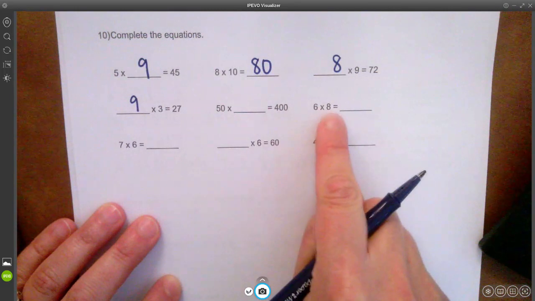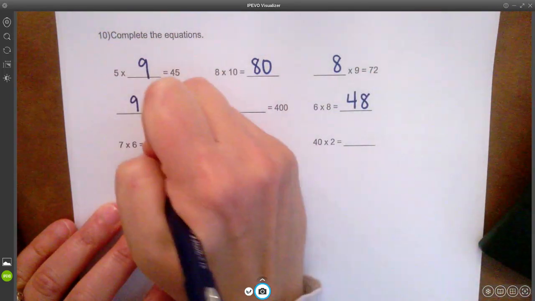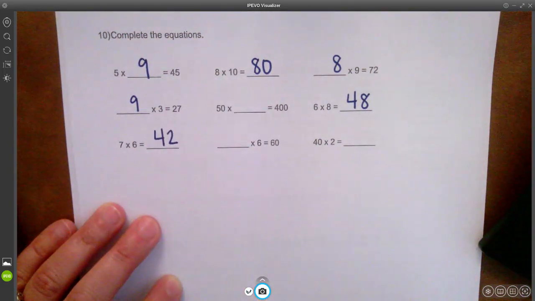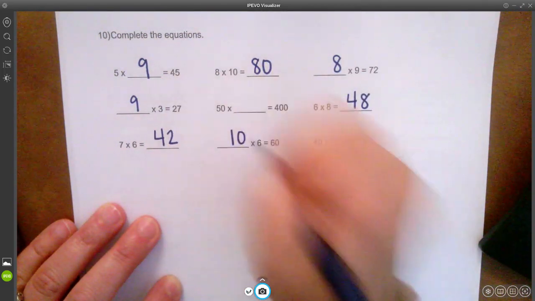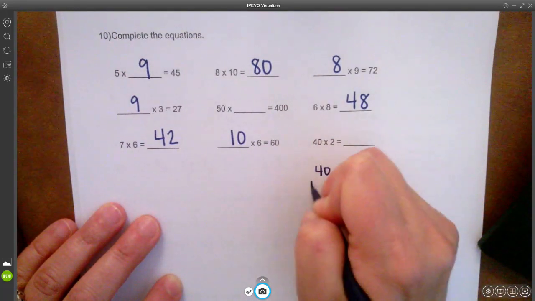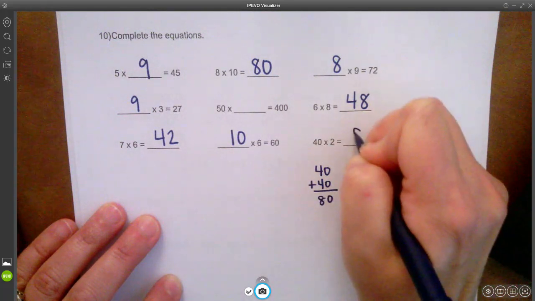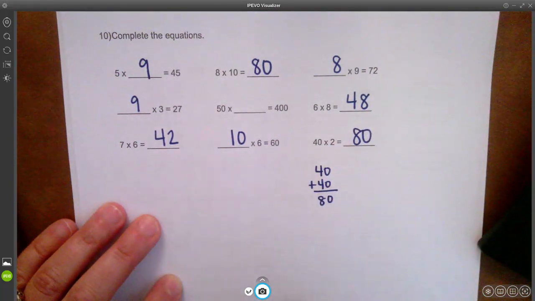You ready? 6 times 8 is 48. 7 times 6 is 42. 10 times 6 is 60. And 40 times 2, a lot of kids might just think, what's 40 plus 40 to get their answer? To get 80. All right, let's look at this one.